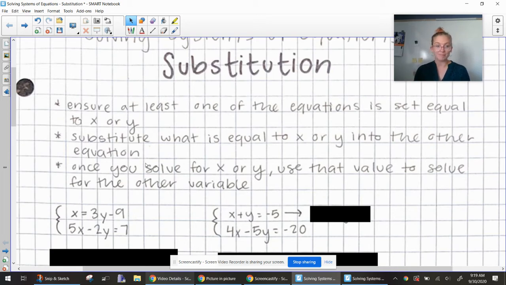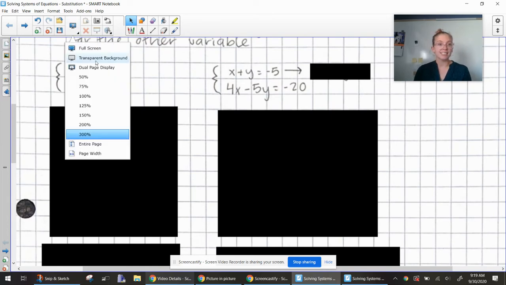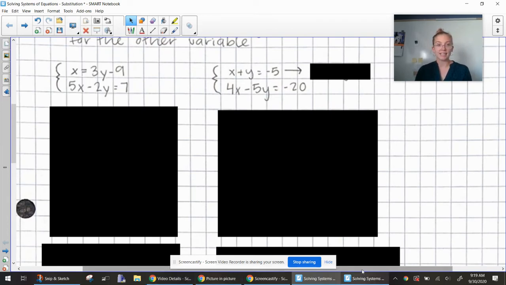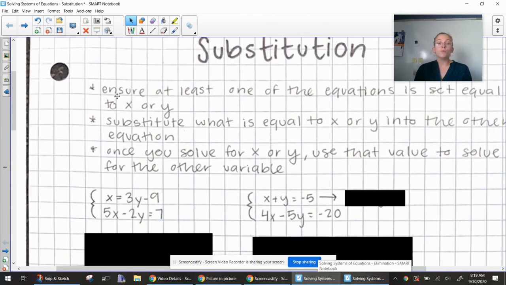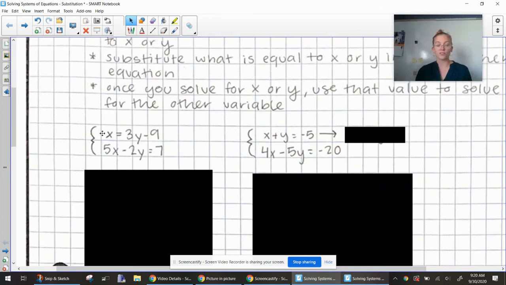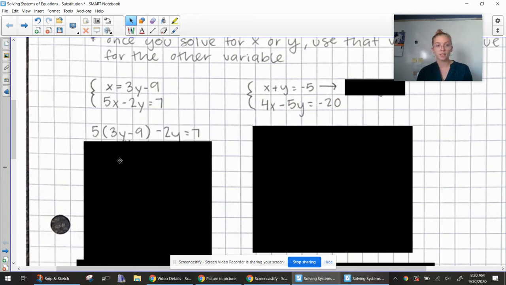So let's get started. Here's our first example. x equals 3y minus 9 and 5x minus 2y equals 7. Well, we need to start by ensuring that at least one of the equations is set equal to x or y. This first equation is set equal to x, so we're ready to go. We're going to take what's equal to x, 3y minus 9, and substitute it in for the x in the other equation. So now, instead of x in the other equation, we have 3y minus 9.